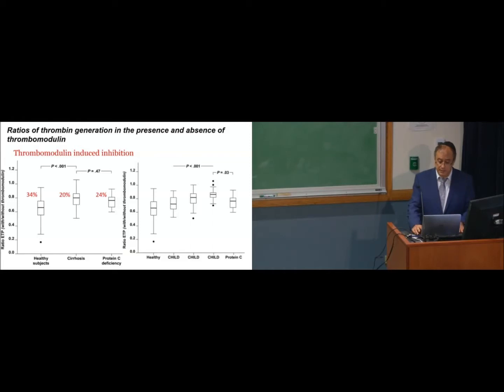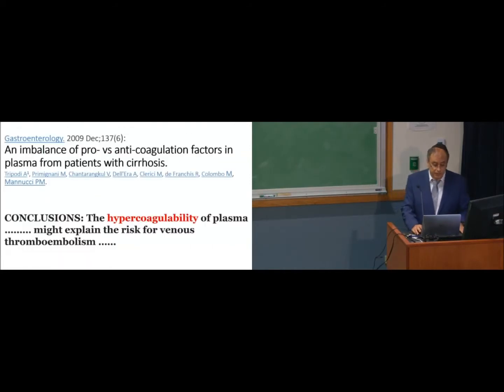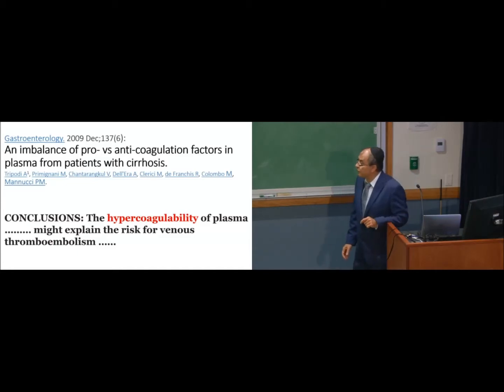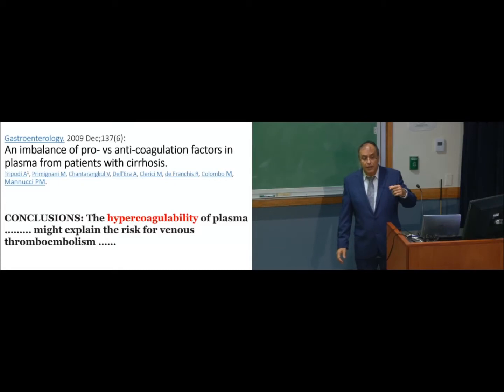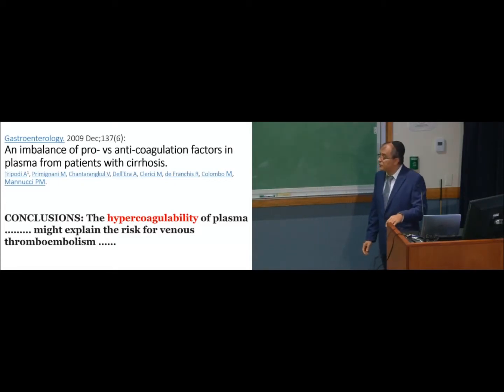This resistance increased progressively with worsening cirrhosis, and this time they concluded that they found evidence for hypercoagulability, as opposed to the normal thrombin generation that they reported in 2005. And they attributed the increased risk of venous thromboembolism to this hypercoagulability.